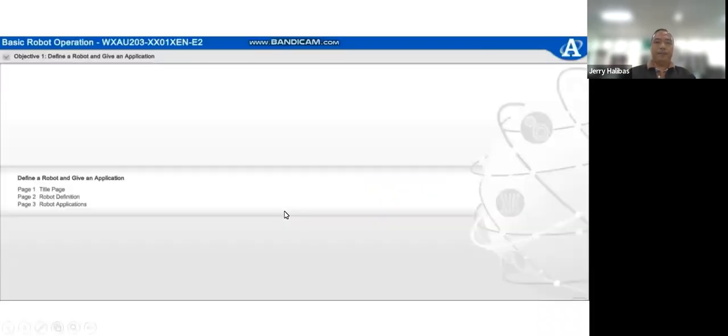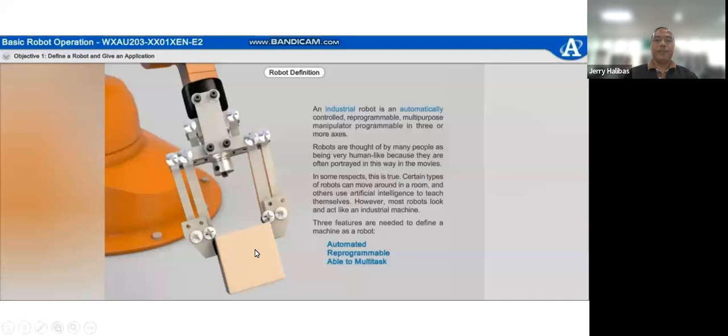Okay, the first one you used was the Amatrol. Okay, so robot definition. Specifically, an industrial robot, since that is our concern as of this moment. It is an automatically controlled, reprogrammable, multi-purpose manipulator that is programmable in 3 or more axes.